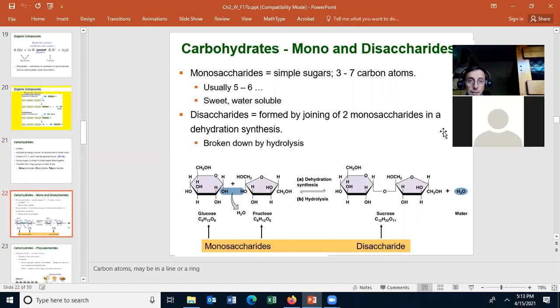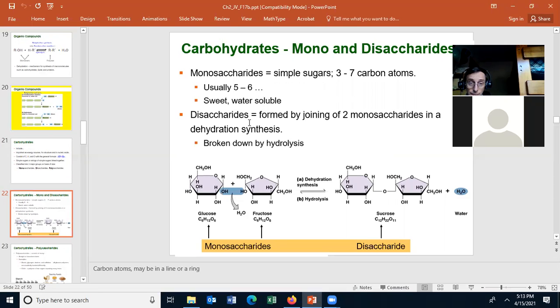So let's talk a little bit about the monosaccharides. These are simple sugars. All of them range in size from 3 to 7 carbon atoms, but most of the simple sugars, or the monosaccharides, are either 5 carbons or 6 carbons. They're all sweet molecules and water soluble, meaning they will dissolve in water.